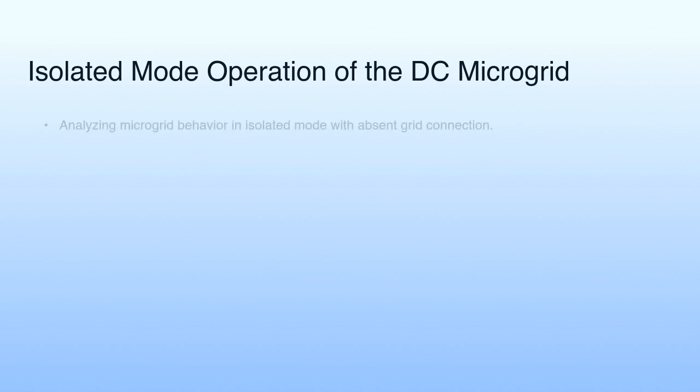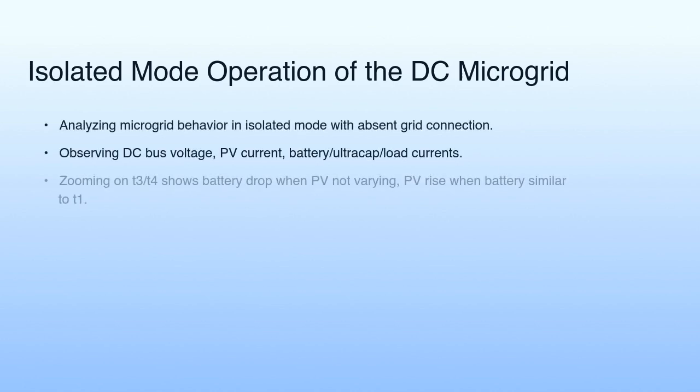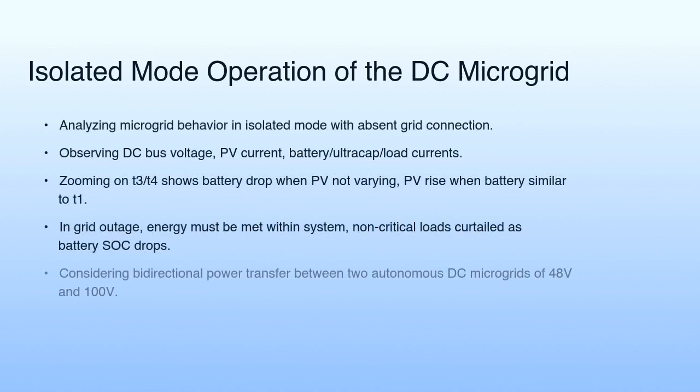The isolated mode operation analyzes the microgrid behavior without a grid connection, observing DC bus voltage, PV current, battery, ultracapacitor and load currents with a focus on battery behavior during PV variations and grid outages.